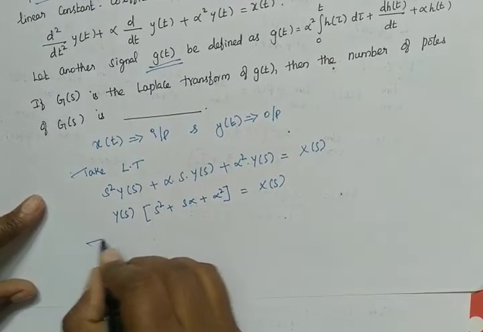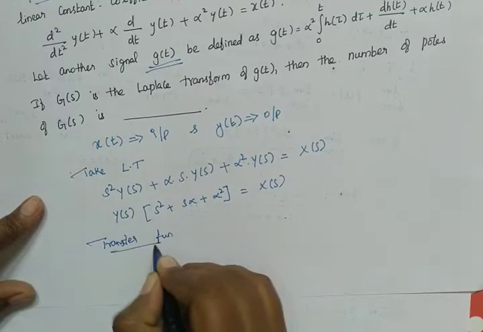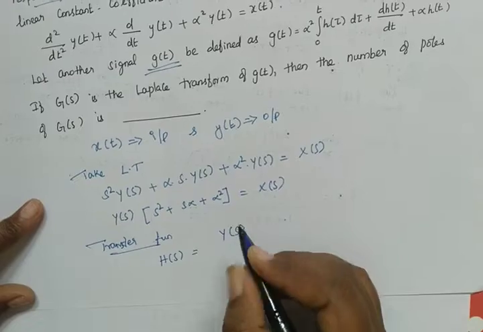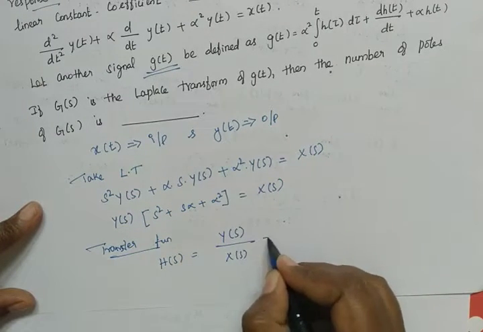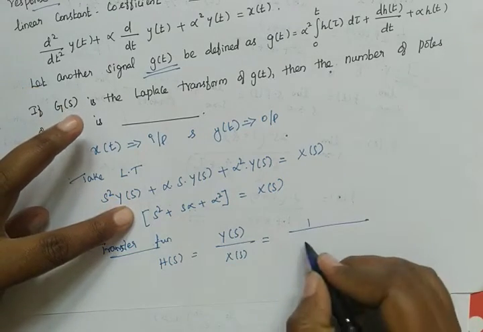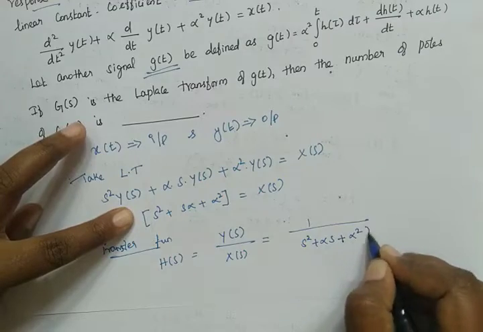Now let us write the transfer function. We know that the transfer function is output by input. Therefore H(s) is equal to Y(s) divided by X(s), which equals 1 divided by s squared plus alpha s plus alpha squared.